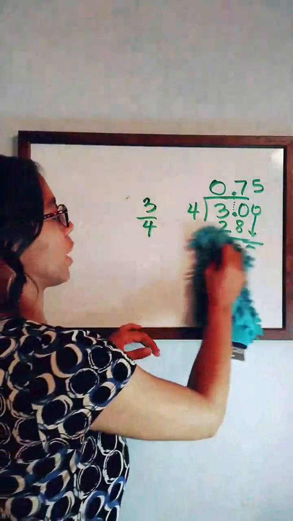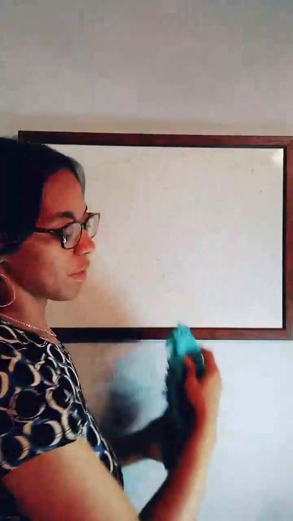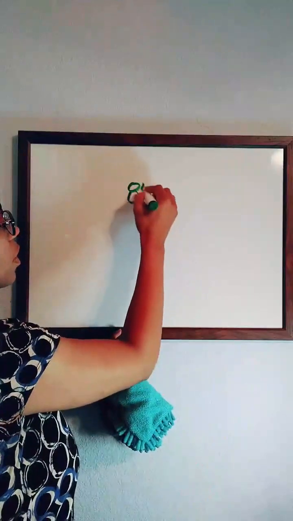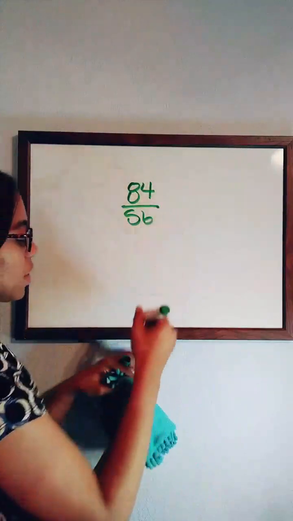84 over 56, you have to find a common factor. So 84 and 56, you have to figure out what do they have in common.